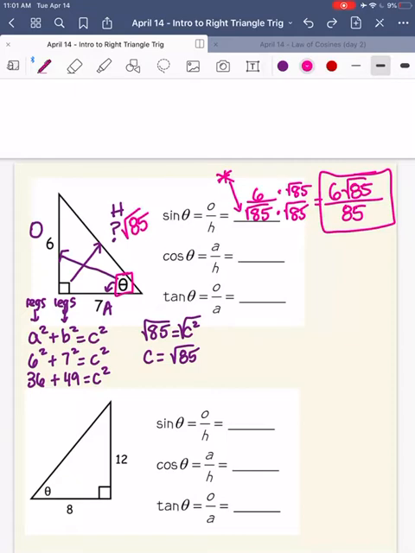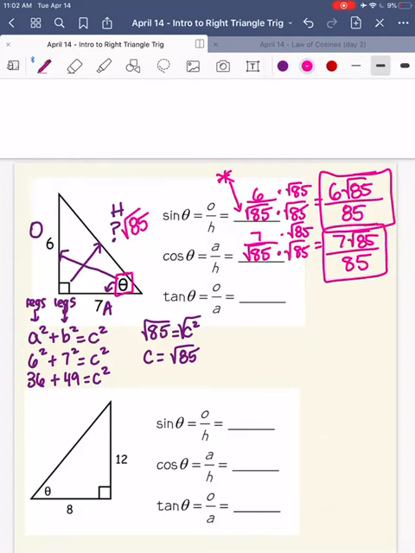All right, so cosine is our adjacent side. So what is our adjacent side? It is 7. And our hypotenuse is root 85. So it basically is the same thing as the previous problem, just with the 7 this time. So we're going to times by root 85, and we'll have 7 root 85 over 85. Okay?